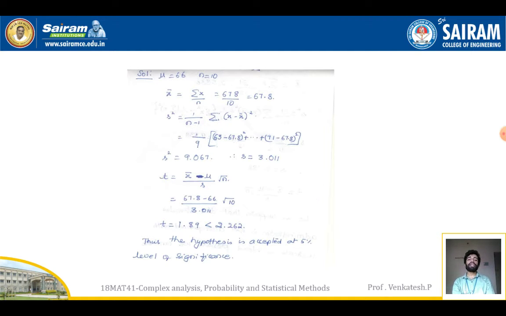Now I want to check the hypothesis. Since the degree of freedom is 9 at the 5% level of significance, I will have the value 2.262 here. So the calculated value 1.989 is less than the tabular value, that is 2.262. Hence we can conclude that the hypothesis is accepted at the 5% level of significance.